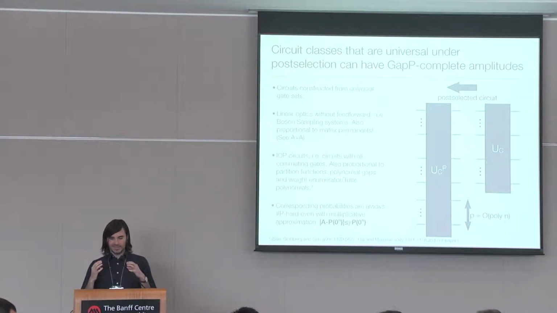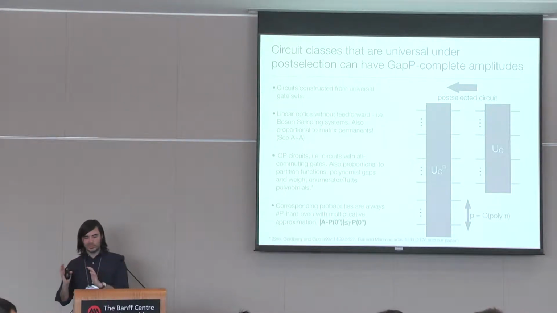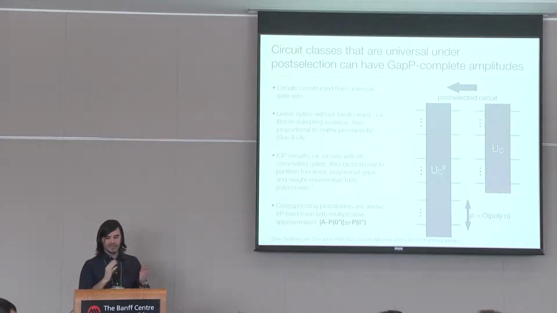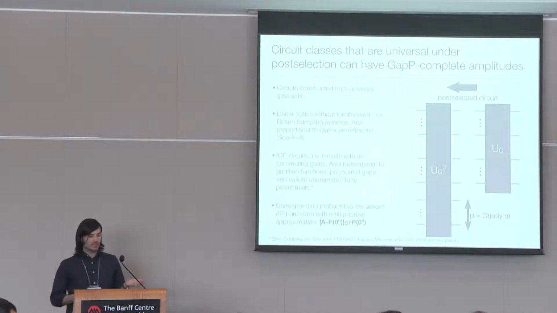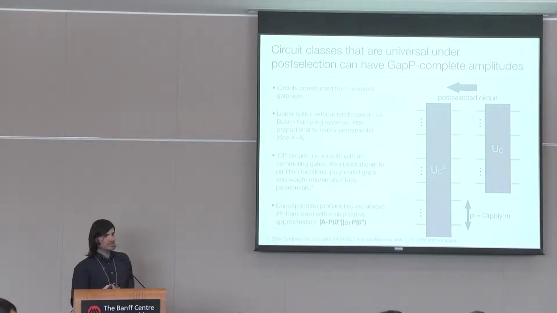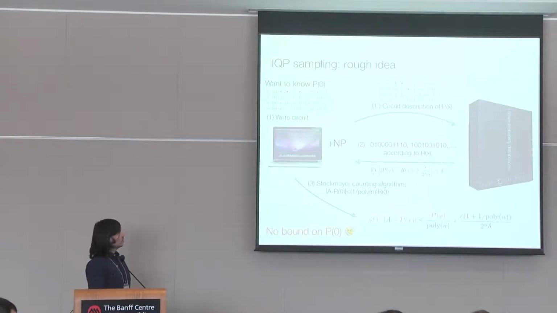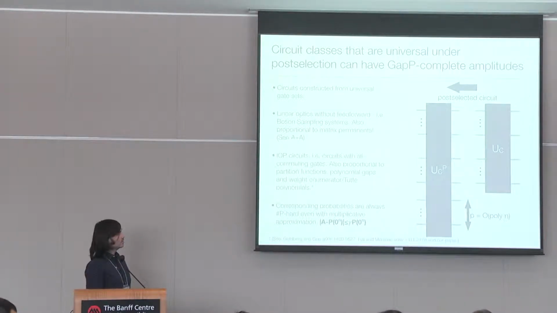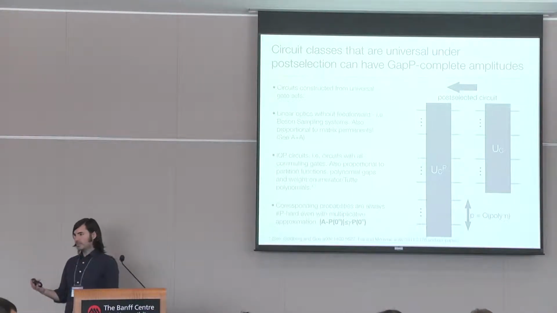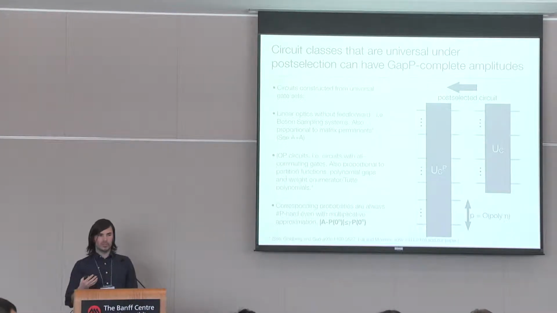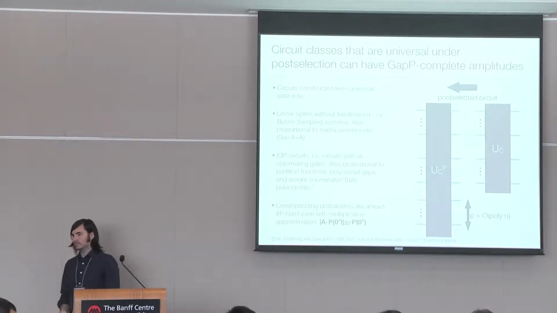show that the output probabilities of a linear optical circuit can be gap complete. Likewise, we've shown that IQP circuits, the sort of class of circuits we're talking about, can also have gap complete output probabilities. Okay, so the idea is then to come up with an algorithm in BPP to the NP, which might be able to get a multiplicative approximation to these output probabilities.